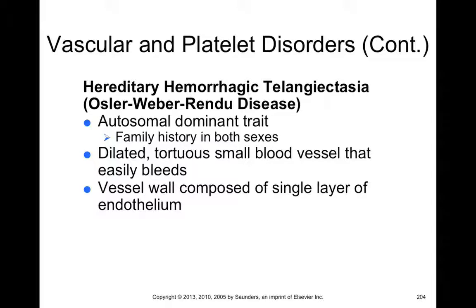And we'll talk here about hemorrhagic telangiectasia. It's actually an autosomal dominant trait, so you find family history in both males and females. What you find here are dilated, tortuous, small blood vessels that easily bleed, and the vessel wall is actually just made of a single layer of epithelium. But in this particular heritable disorder, the vessel wall is particularly weakened, which makes it more likely for these individuals to have ruptured blood vessels or hematomas.